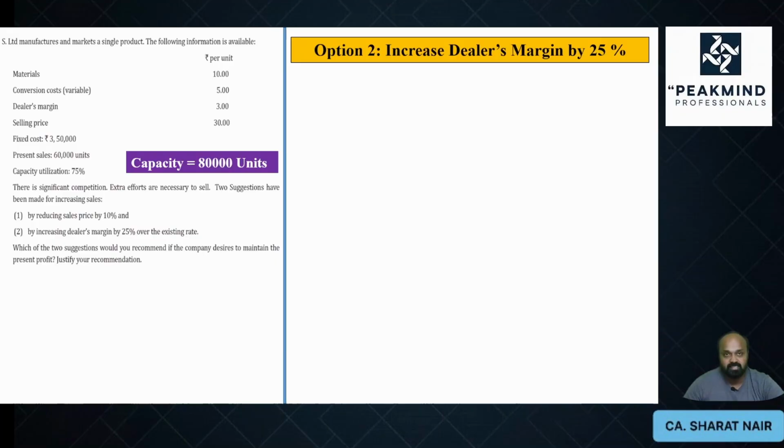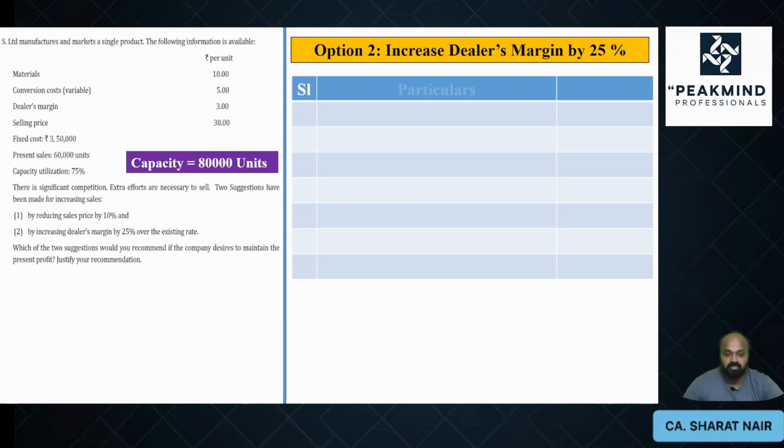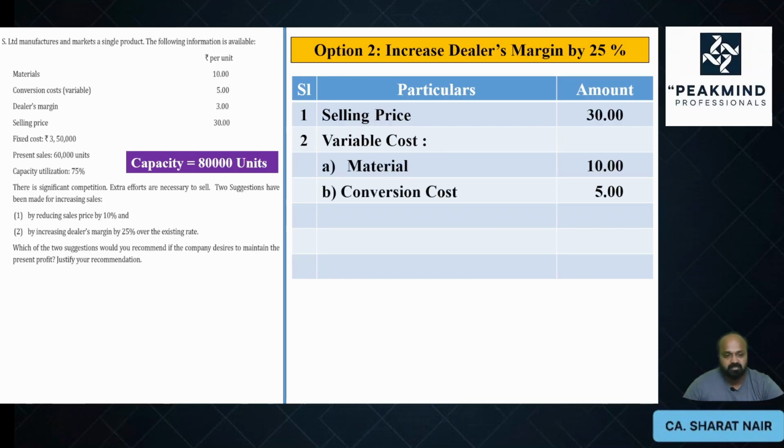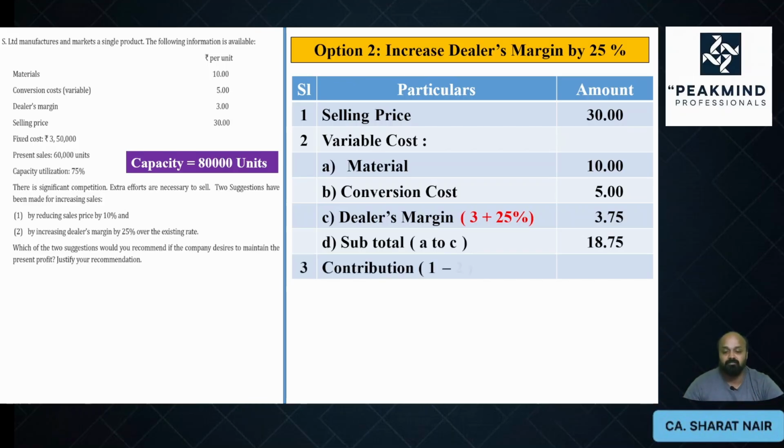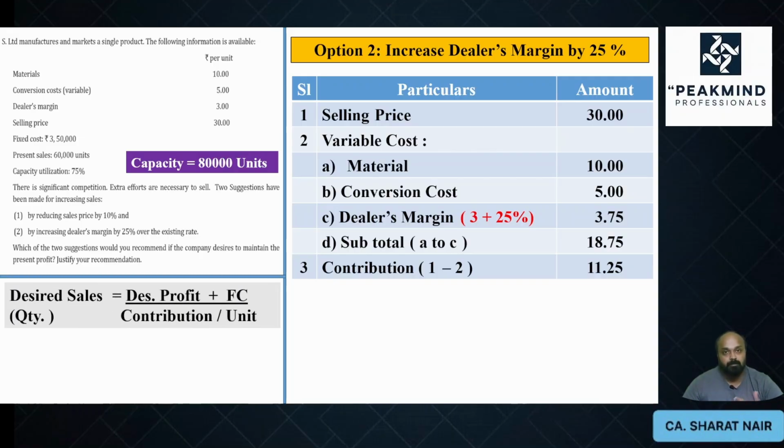Under option 2, they are saying instead of compromising your selling price, let's try to increase your variable cost, that is dealer's margin, by 25%. So selling price will remain intact at 30, material cost will be 10, conversion cost will remain the same at 5. Now dealer's margin 3 plus 25% will become 3.75. So my total variable cost will change from 18 to 18.75, and then my contribution will be 30 minus 18.75. It will be 11.25.